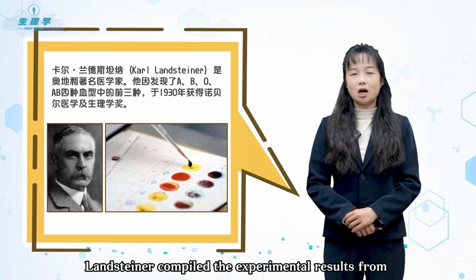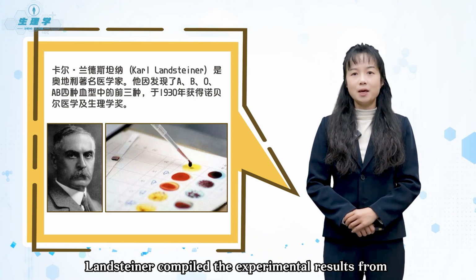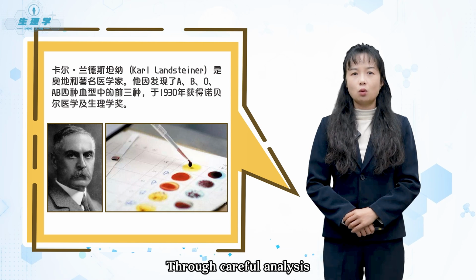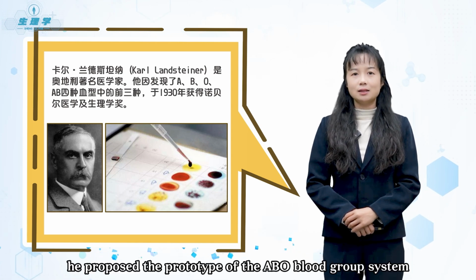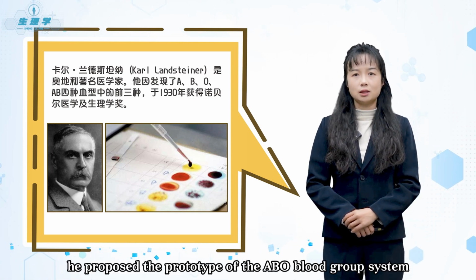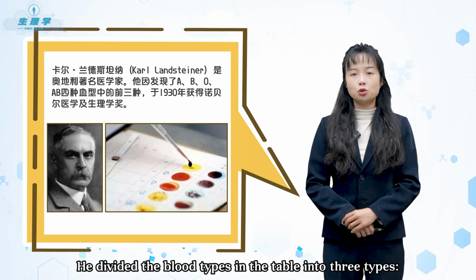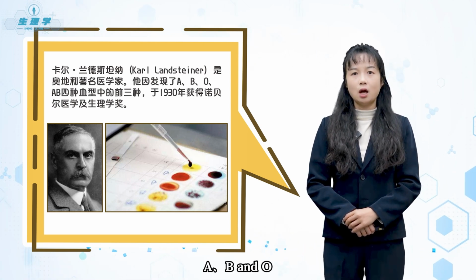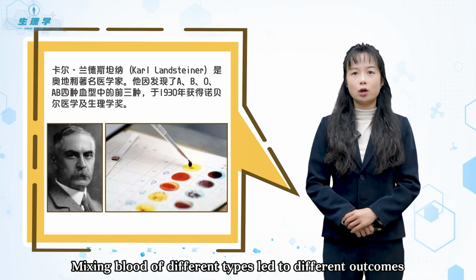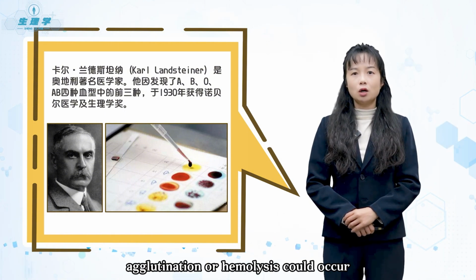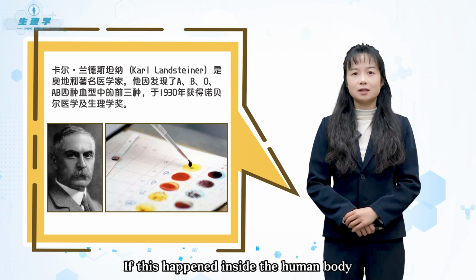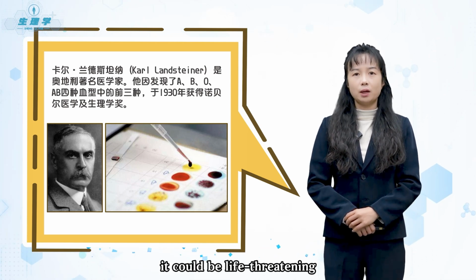So, Landsteiner compiled the experimental results from 22 people into a table, hoping to find a pattern. Through careful analysis, he proposed the prototype of the ABO blood group system. He divided the blood types in the table into three types, A, B, and O. Mixing blood of different types led to different outcomes. Agglutination or hemolysis could occur.